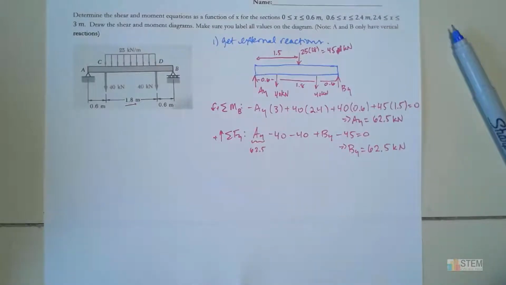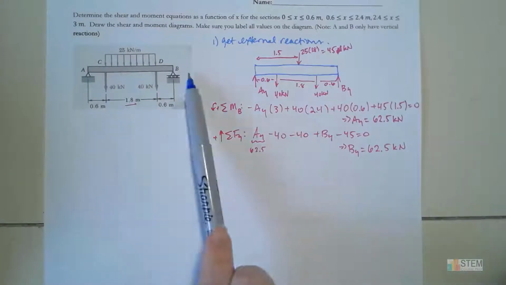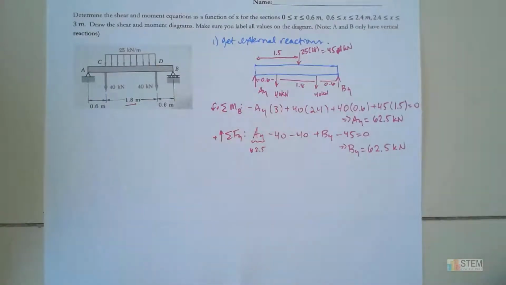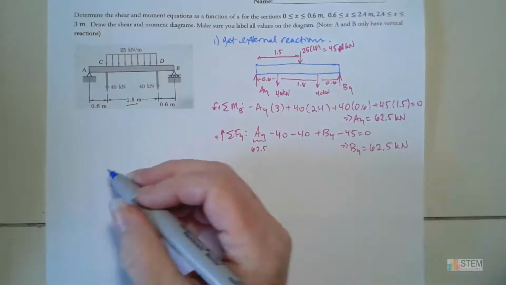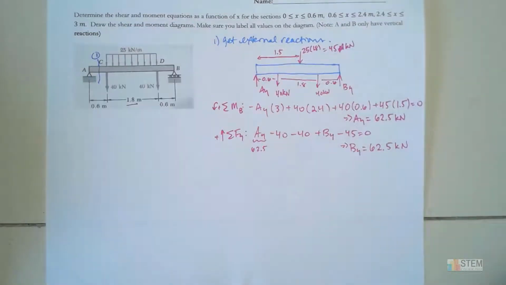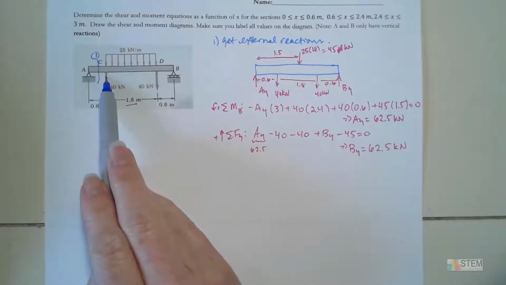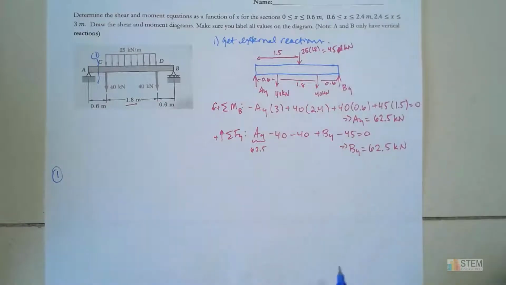All right, so now that we've got those external supports, we can start doing our sections and getting our equations for the shear and moment. So let's start on the first section here, which will be right here. This will be the region of X where we go from 0 to 0.6, and we'll just put a 1 here.